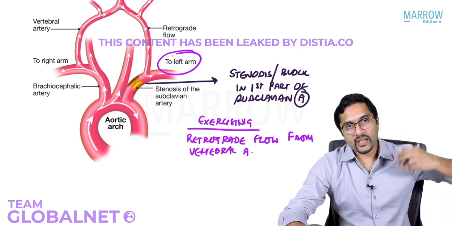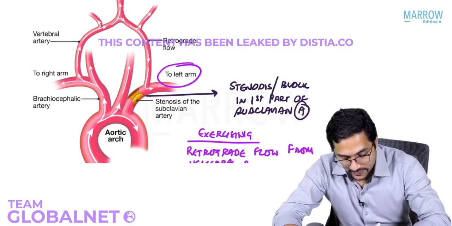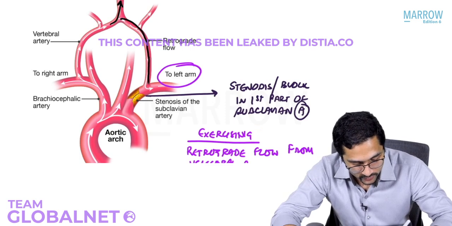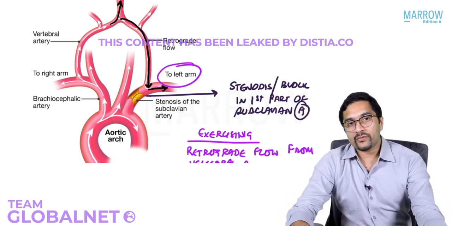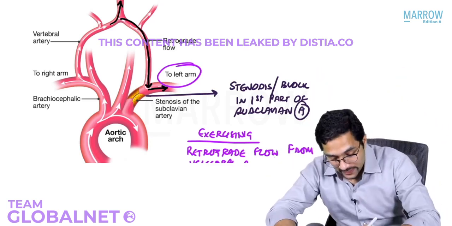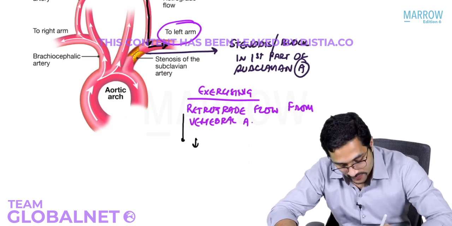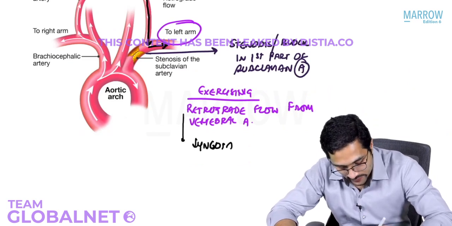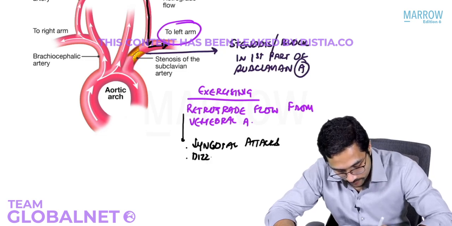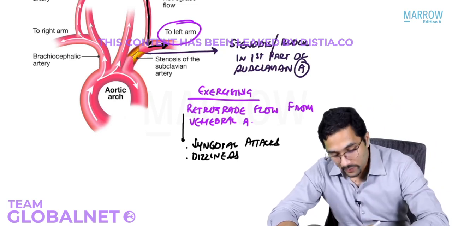Now, when the patient is moving his left arm, where the stenosis was in the subclavian vessel, there is going to be retrograde flow from the vertebral artery. There's going to be retrograde flow preferentially into the left arm. So less blood is going to go into the brain. So when these patients exercise, retrograde flow occurs, and these patients can have syncopal attacks and dizziness. And this is how patients with subclavian steal syndrome present.